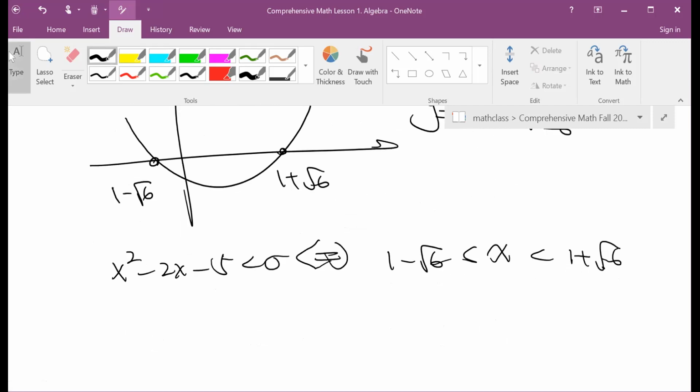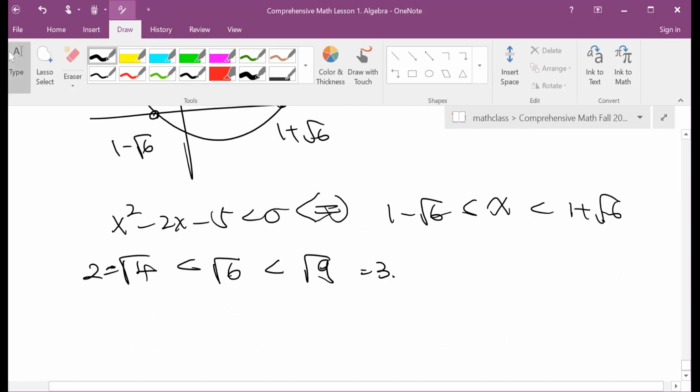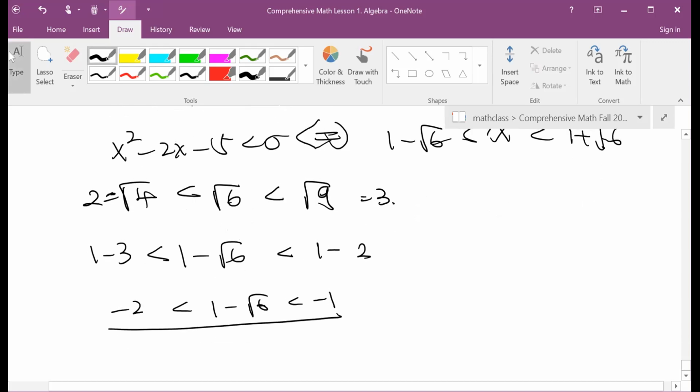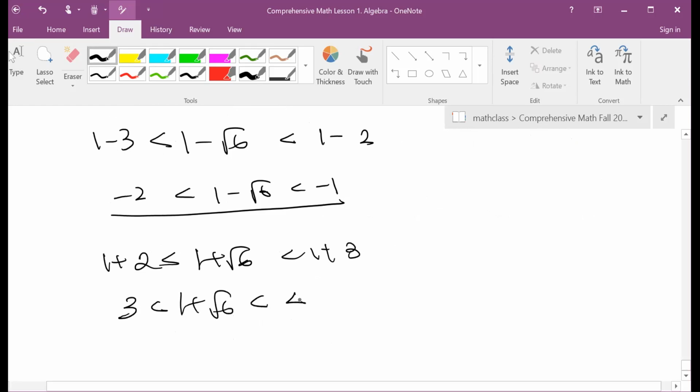So the square root of 6 is less than the square root of 9 and greater than the square root of 4, so it's between 2 and 3. So 1 minus the square root of 6 is greater than 1 minus 3 and less than 1 minus 2, so it's between negative 2 and negative 1. But 1 plus the square root of 6 is greater than 1 plus 2 and less than 1 plus 3. That means this number is greater than 3 and less than 4.